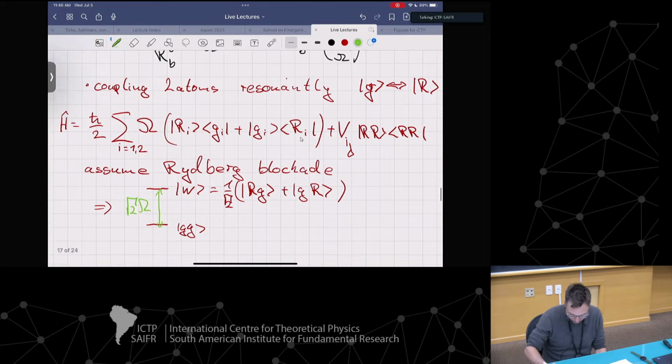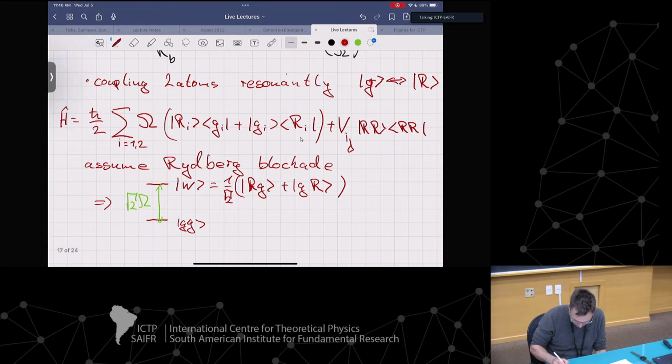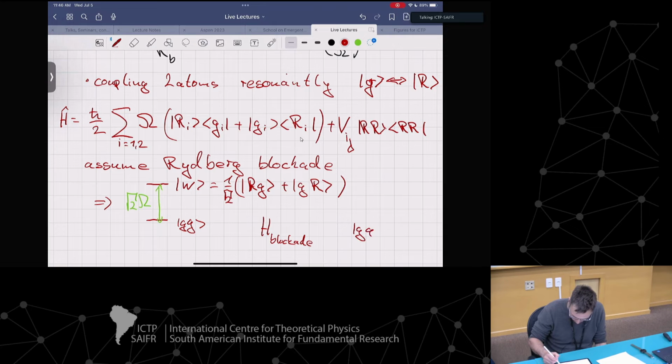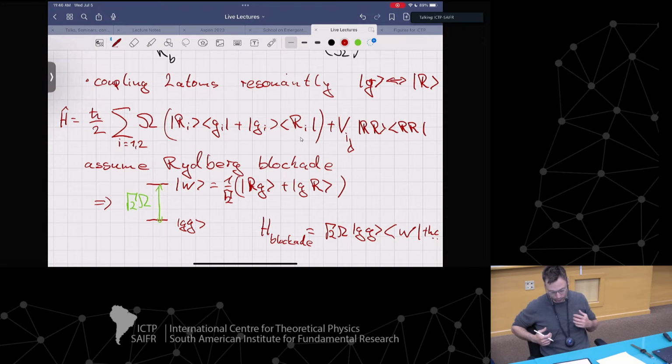So basically your Hamiltonian now becomes, for blockade, so let's write blockade, just ground to the W state with square root of 2 omega, plus Hermitian conjugate. So you're just driving a two-level system at an enhanced Rabi frequency.